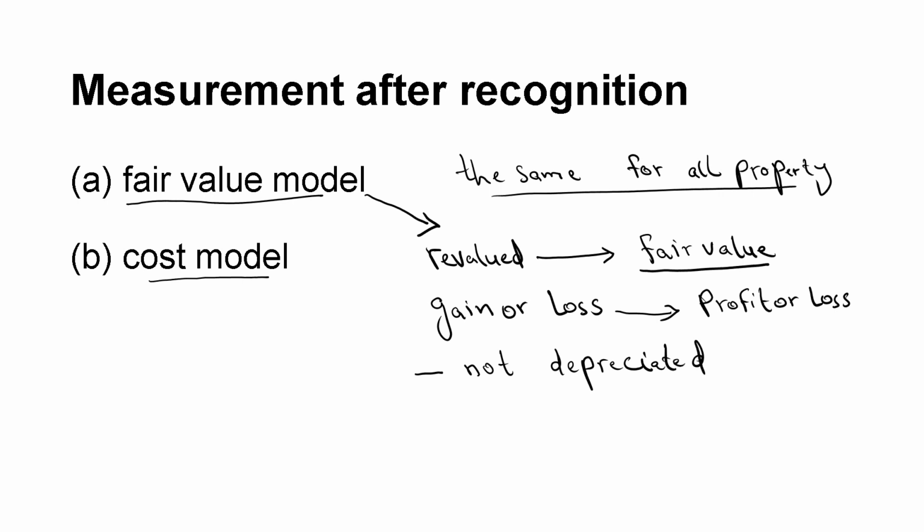On the other hand, in cost model, investment property is reported at cost less any accumulated depreciation on the non-land element and any accumulated impairment loss.